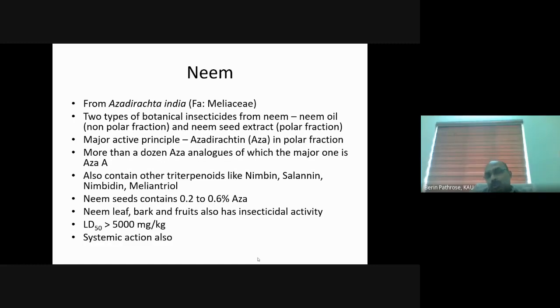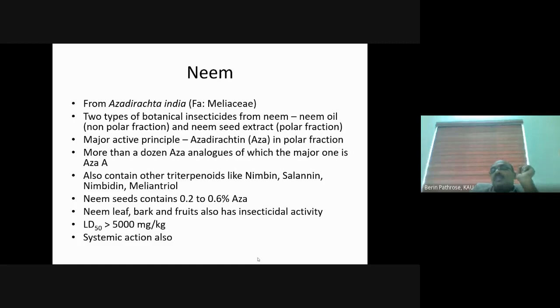Neem oil is a non-polar fraction. Oil means it's a non-polar fraction. Oil doesn't get dissolved in water. Water is an extremely polar molecule. So neem oil is insoluble in water. So it is a non-polar fraction.